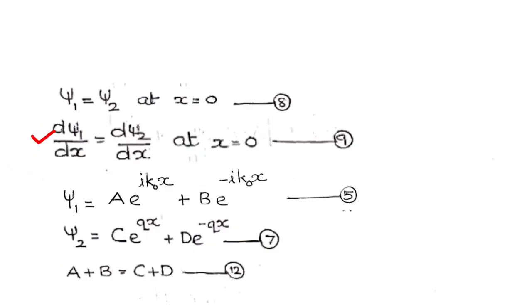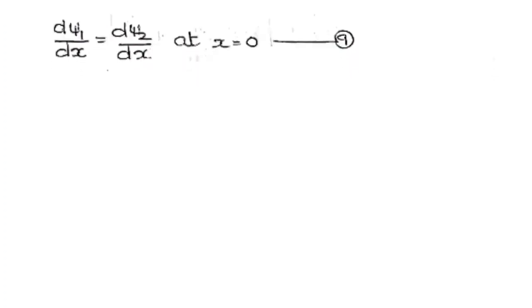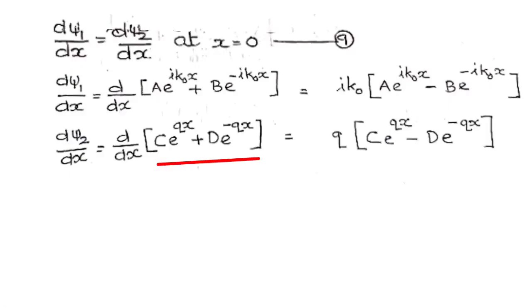Now the second boundary condition was dψ1/dx equal to dψ2/dx at x equal to 0. We know ψ1 and ψ2, so we take the derivatives. dψ1/dx is d/dx of A e^(ik0x) plus B e^(−ik0x). The derivative will have ik0 as common, so ik0 into (A e^(ik0x) minus B e^(−ik0x)). Similarly, dψ2/dx is d/dx of C e^(qx) plus D e^(−qx). Taking derivatives, q is common, so q into (C e^(qx) minus D e^(−qx)).